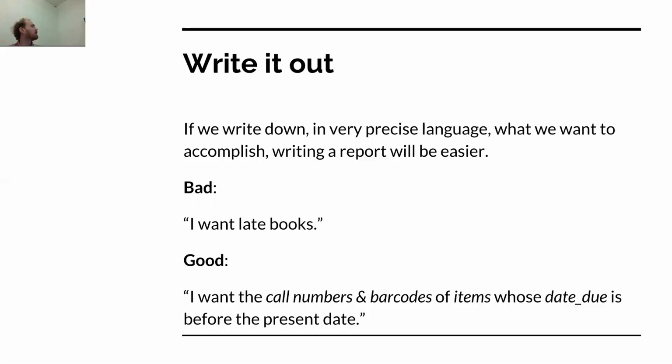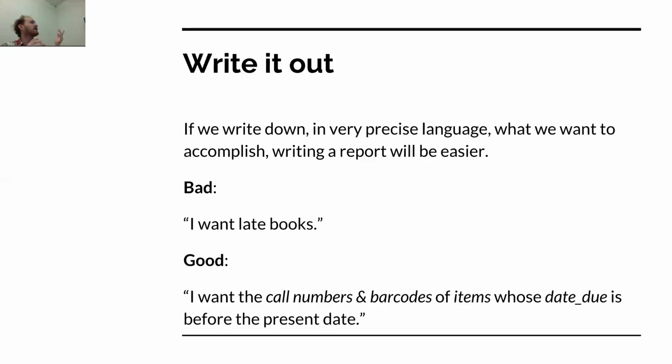So a good way of articulating that same thought, but much more specifically, is I want the call numbers and barcodes of items whose date due is before the present date. And so I italicize the bits of lingo there that are coming right out of the database, and it makes it much easier to see, all right, these are the fields I want to pull back. That's the call numbers and barcodes. Items is the type of thing, so that's how Koha defines a thing on the shelf, as opposed to a bib record, which is called biblio, right? So those are different parts of the database.